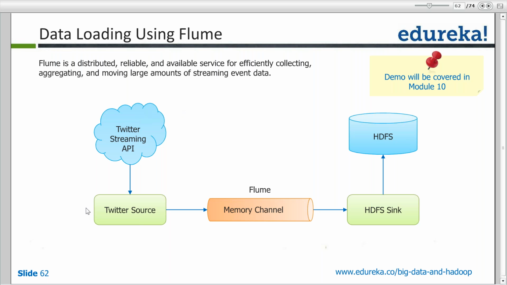Your Flume basically works as three components. The first component is called source, the second component is called sink, and the third component is called channel. Flume has multiple types of sources, sinks, and channels. The example shown in this slide uses a Twitter source, an HDFS sink, and a memory channel. There are other options also available, which we will see when we look at a demo of Flume.